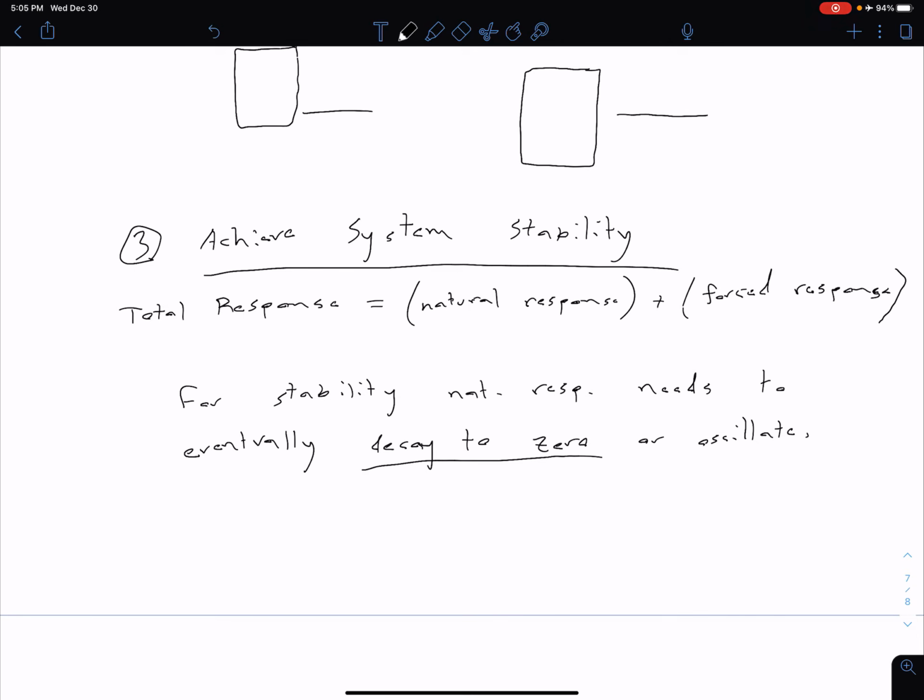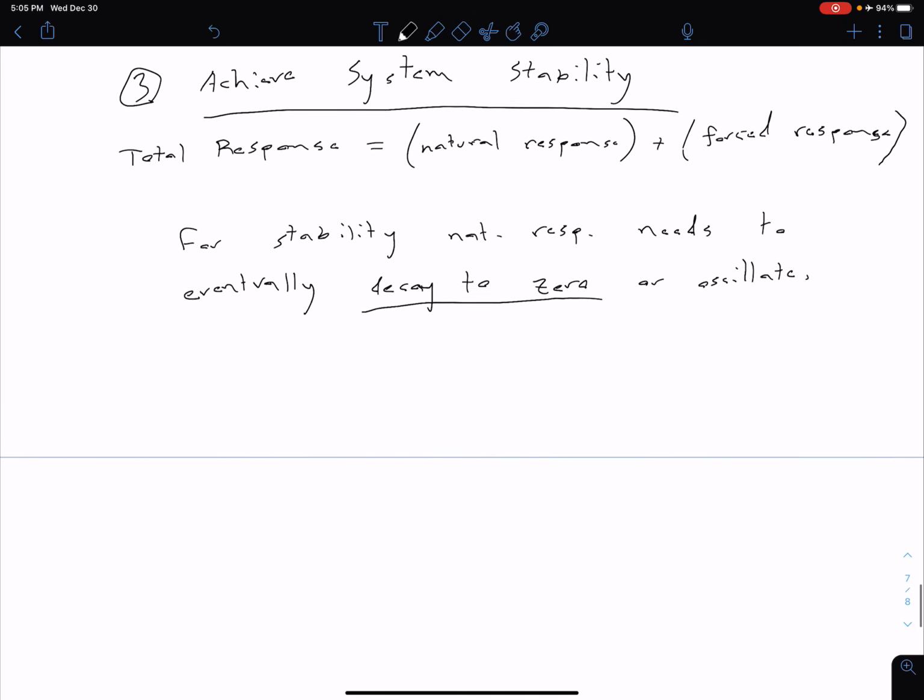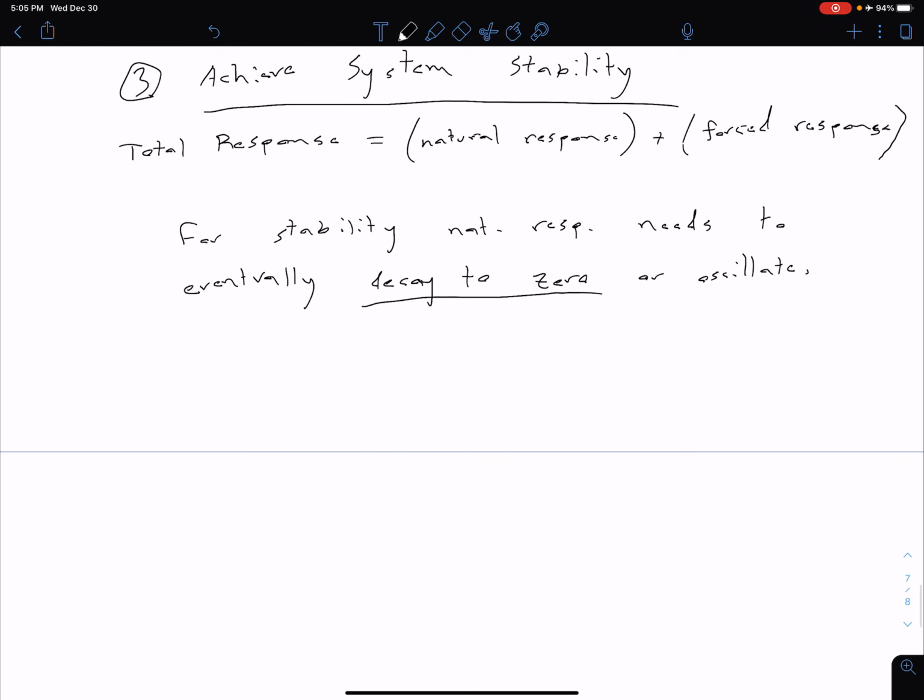But in certain situations, controlled oscillation is okay. Now, if our response is growing without bound, that's when our system is unstable. If our natural response, which is going to dominate our total response, is growing without bound, that's when our system becomes unstable.